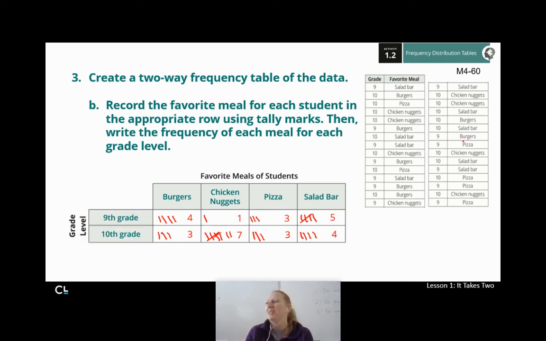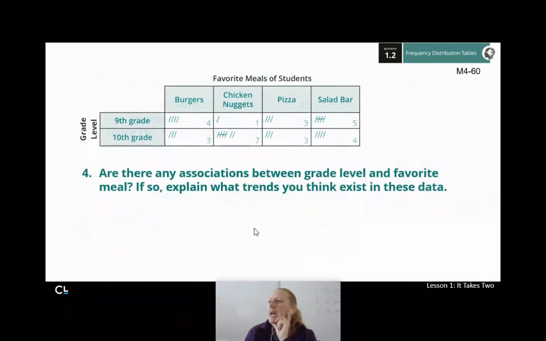So it can be hard to do this. Again, this is a matter of organization. You might want to trace your finger along your data table as you make your marks in there, because you can see how easy it is to make mistakes. Now that we have this, yay.